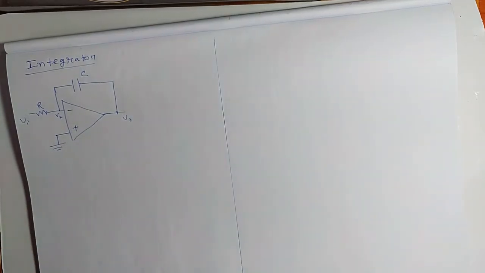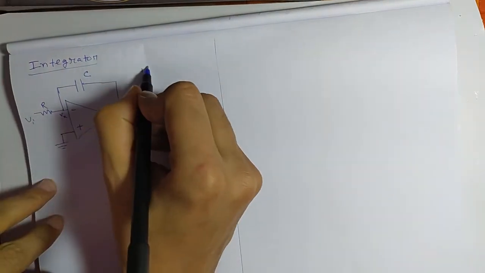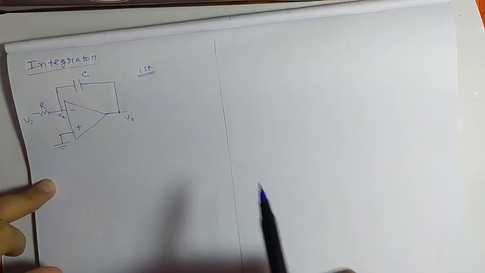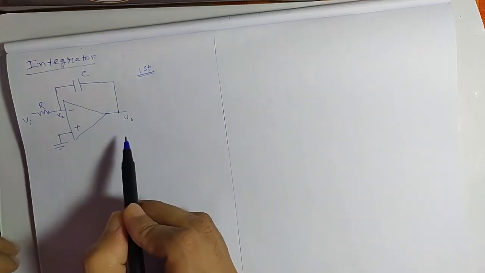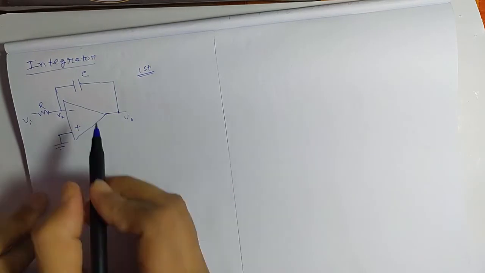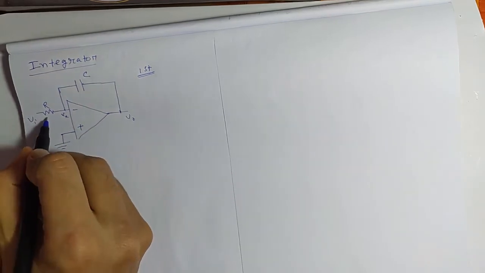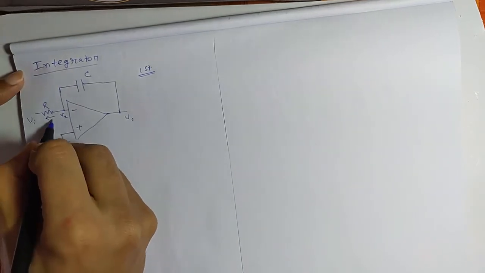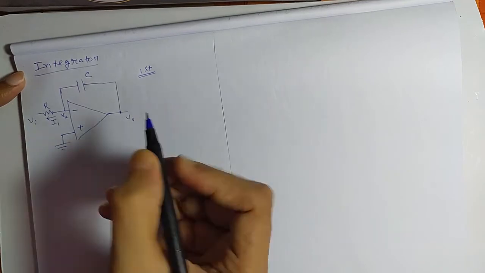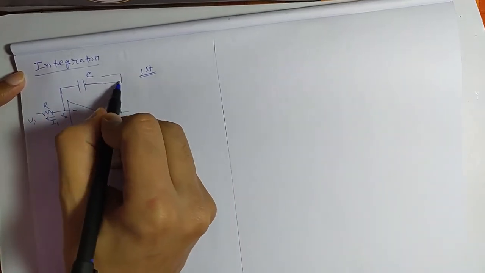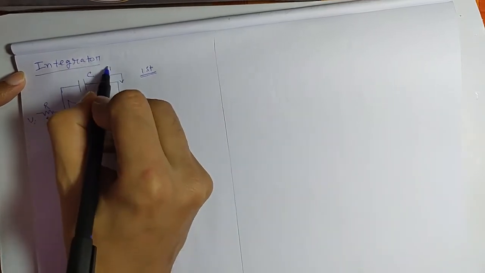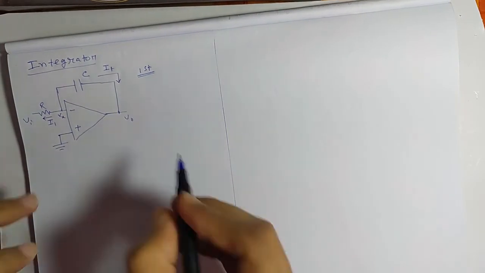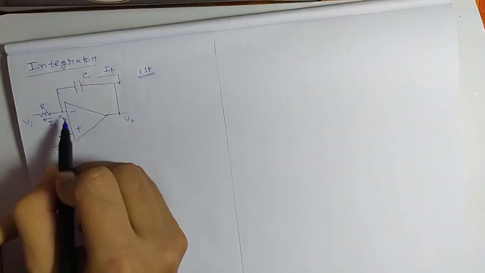So the first analysis is the analysis through the time domain. Through time domain analysis we will find the output voltage. In this case I'll assume that the current through R is I1 and the current through the capacitor is IF.